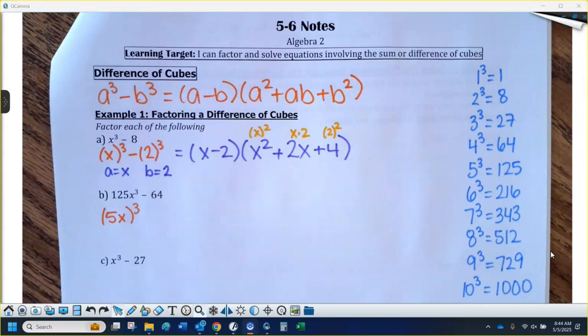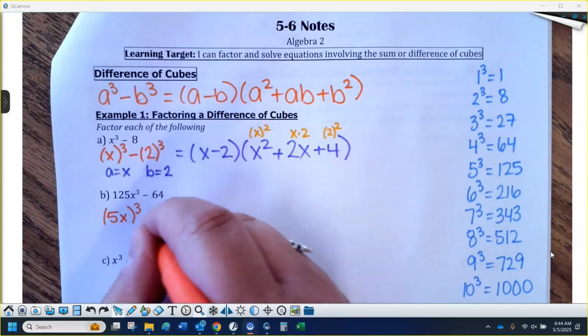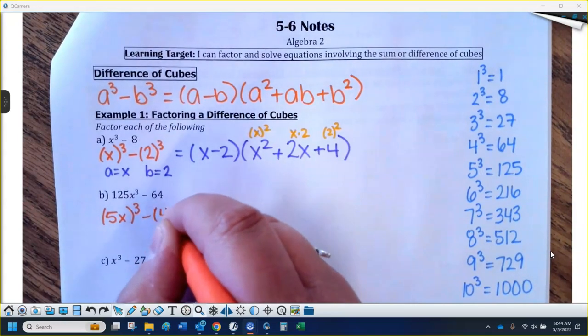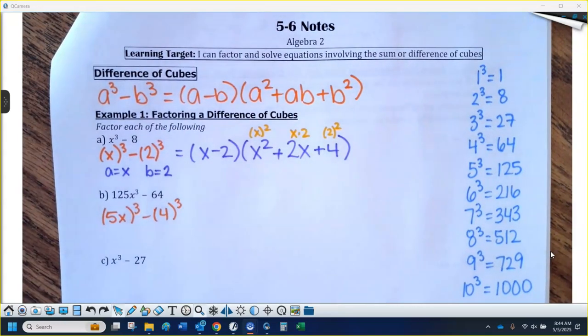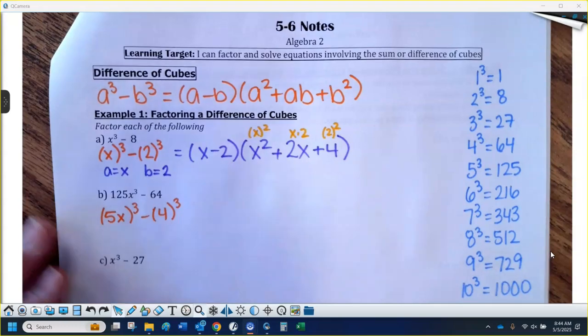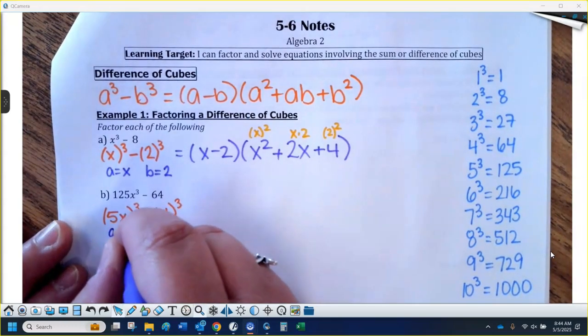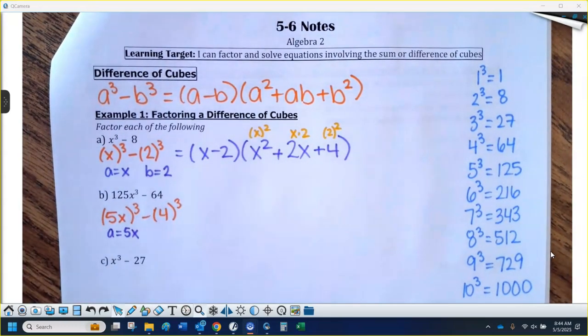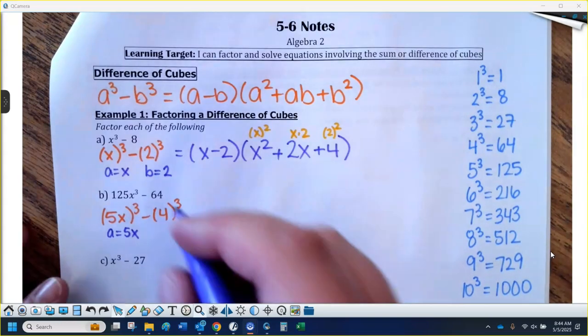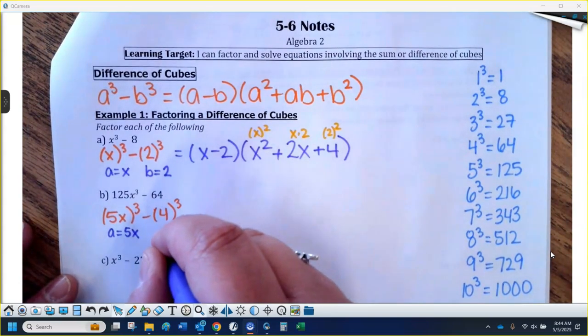Now, do you guys see the 64 on the list? What number am I going to write for the 64? 4, right? Okay, so 64, I'm just rewriting this. 64 is 4 to the third power. I'm trying to figure out what I'm taking to the third power to get my a and b values for that little formula. All right, now, this one I think is the hardest if you have a number in front of the x for the second part of that little formula, but the first part's not too bad.